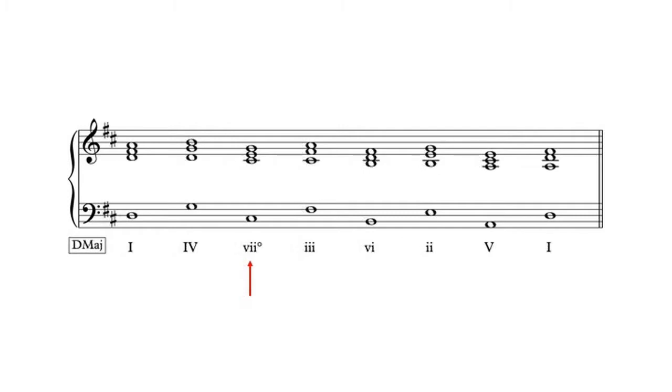In the major mode, we do not have 2 different versions of scale degree 7. So the subtonic chord is going to sound exactly the same as the leading tone chord. That is, they're going to be spelled with the same notes. We can tell the difference by how the chord resolves and how it's voiced.